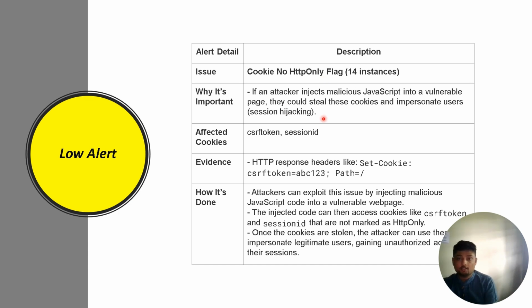Within any normal web application, there is one configuration where the cookies are only accessible if we are using the proper HTTP protocol. ZAP has found that this setting is not present or has not been properly configured within our application. If an attacker injects malicious JavaScript code into a vulnerable page within our application, they could steal those cookies, and then they can do something called session hijacking.